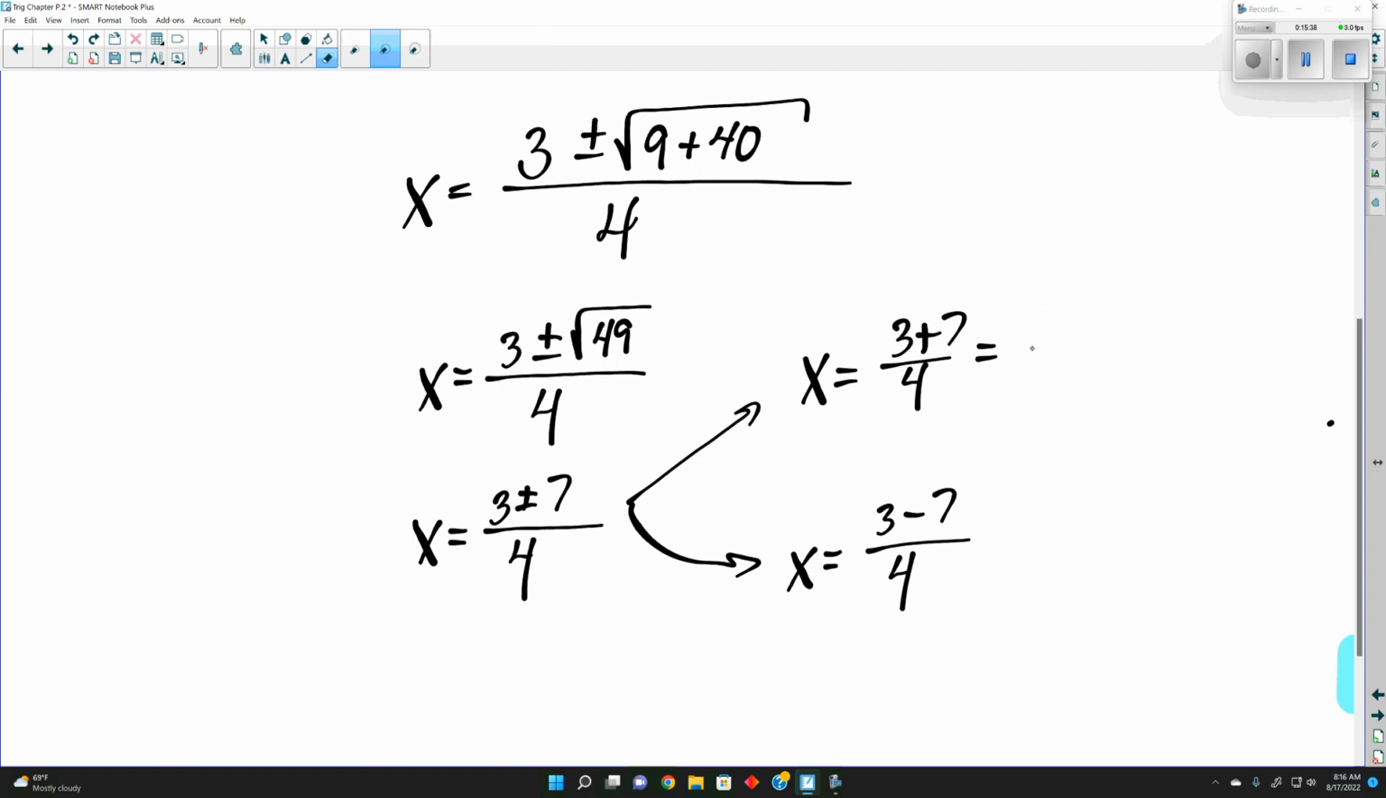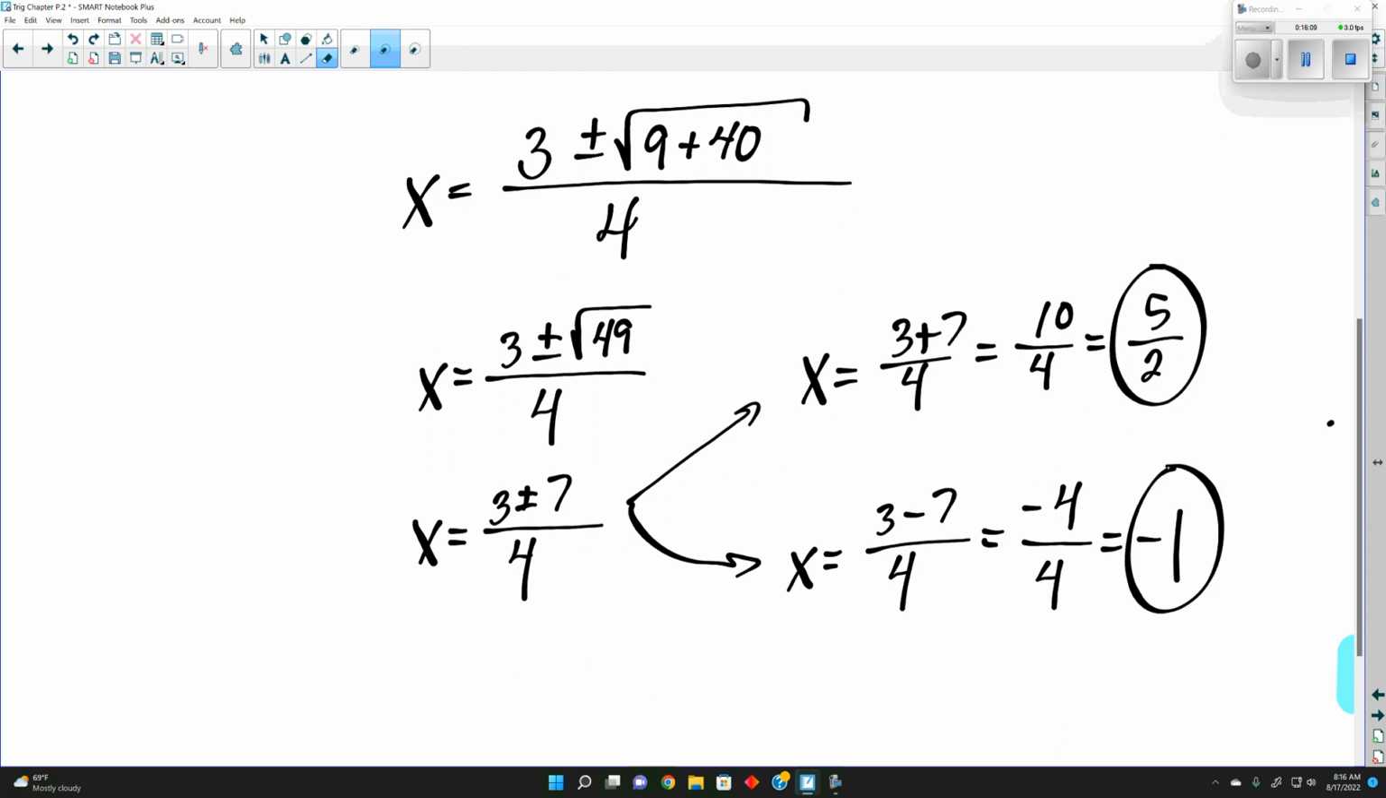Seems like a weird jump because 3 plus 7 is not 5. 3 plus 7 is actually 10 over 4. 10 and 4 do have a common factor of 2, which will reduce it to 5/2. Now again, you could do the same thing with the other one, 3 minus 7 divided by 4, which should give you -1, because 3 minus 7 is -4, divided by 4 is -1. So these here would be our two solutions.